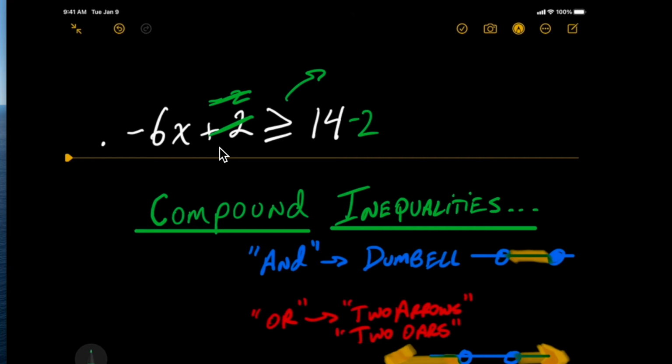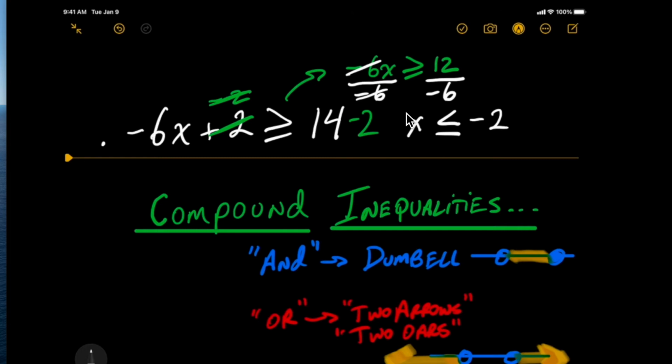That's going to bring us to -6x is greater than or equal to 12. Now, to get rid of that negative 6, we would divide both sides by negative 6. The second we find ourselves dividing by a negative in the process of solving for x, we know we're going to have to flip the sign. So let's just go ahead and do it right away. So now we're going to have x is less than or equal to negative 2.